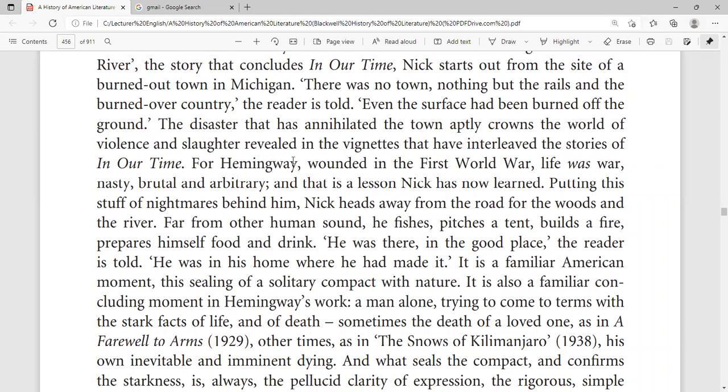Ernest Hemingway participated in the First World War as an ambulance driver. He was wounded in the war, because life was war, nasty, brutal, and arbitrary, and that is a lesson Nick has now learned in the novel In Our Time.